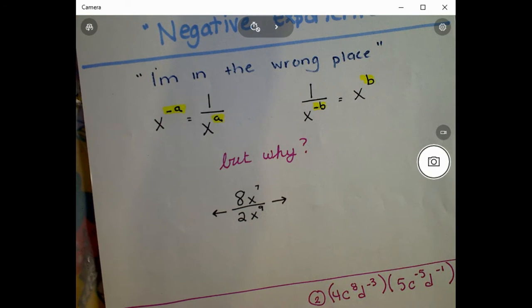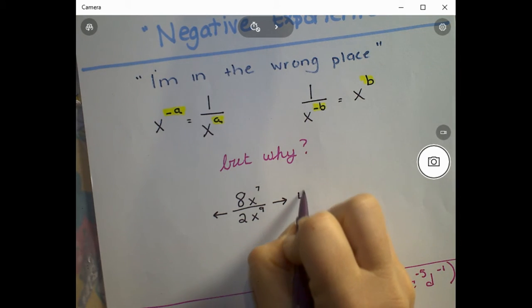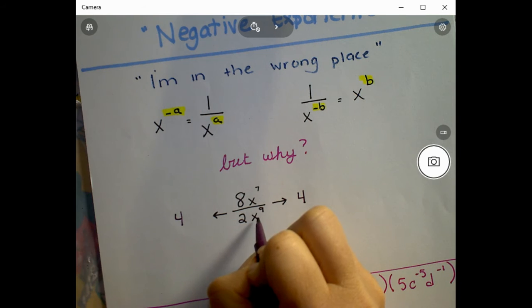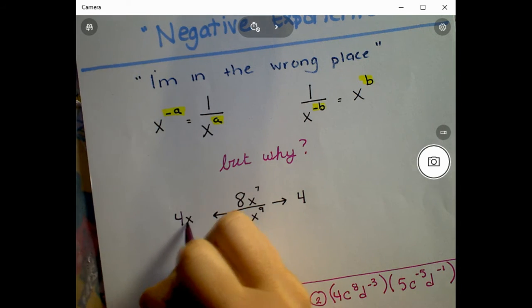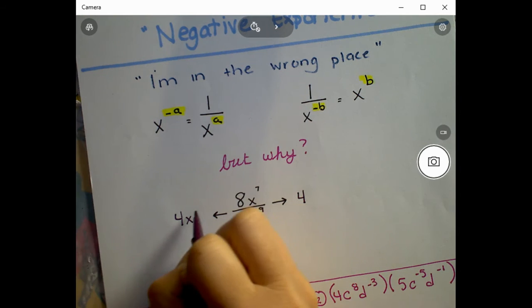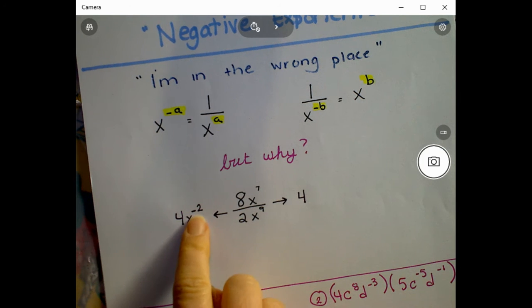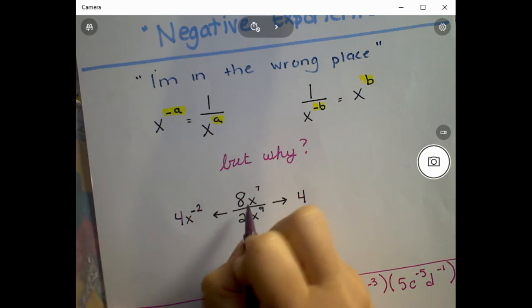When you follow the rules of dividing exponents, the rule is that you divide the coefficients, so that would be 4, and you subtract the exponents. 7 minus 9 is negative 2. Okay, so you can see now that we have a negative exponent over here. And here's what it really means.